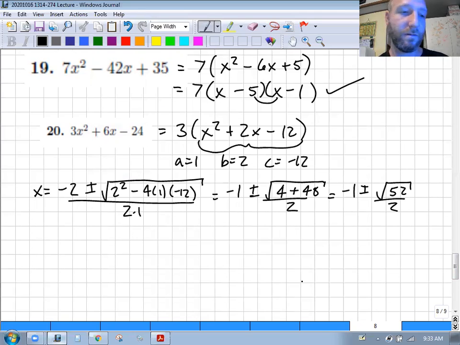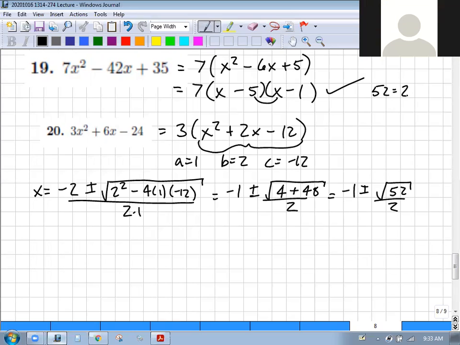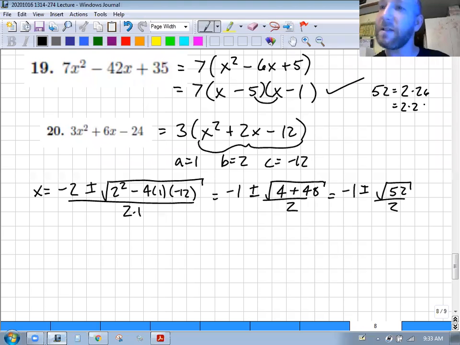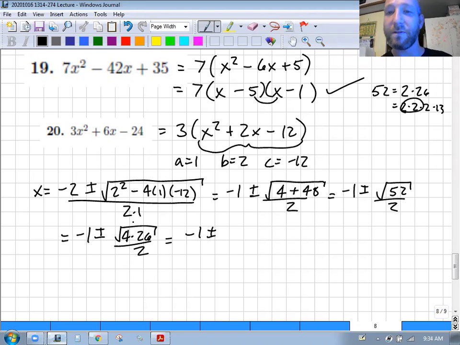I don't think that is a nice number. Yeah, the square root of 52 sucks. Let's see. 52 is 2 times what? 26. And 26 is 2 times 13. So the best we can rewrite this thing is negative 1 plus or minus. Let's see, we could pull 2 out. This is square root of 4 times 26 over 2. Square root of 4 is 2. We got root 26 over 2. So we got negative 1 plus or minus the square root of 26.